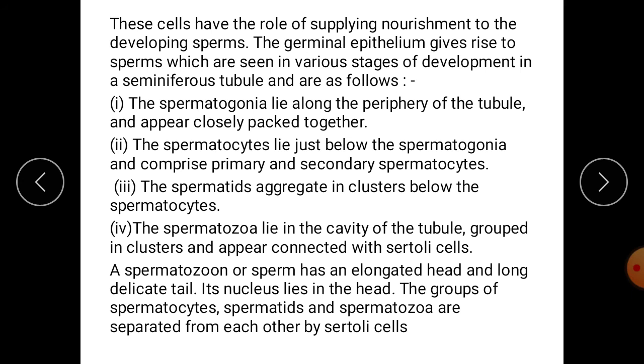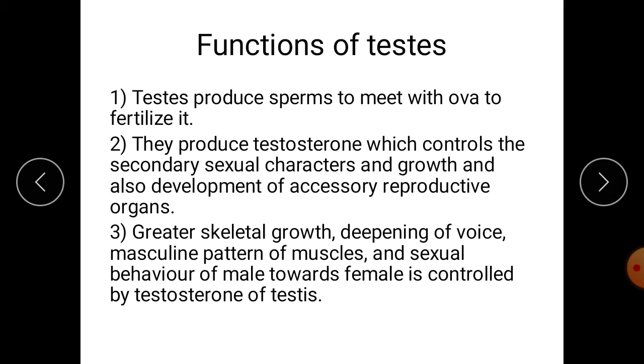At the end, sperms are produced, and these sperms move from the seminiferous tubules into the epididymis, from epididymis to vas deferens to ejaculatory duct, ejaculatory duct to urogenital duct. From urogenital duct they are ejected outside. So that's about the histology of testis.